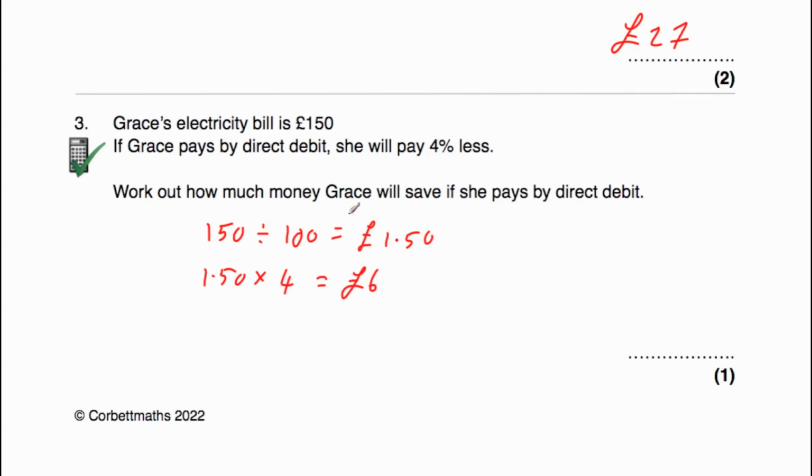And the question says, how much money will Grace save if she pays by direct debit? So the answer will be £6. If the question asks you how much Grace will pay if she pays by direct debit, then it will be £144 by taking away the £6. But this question just wanted to know how much money Grace will save.